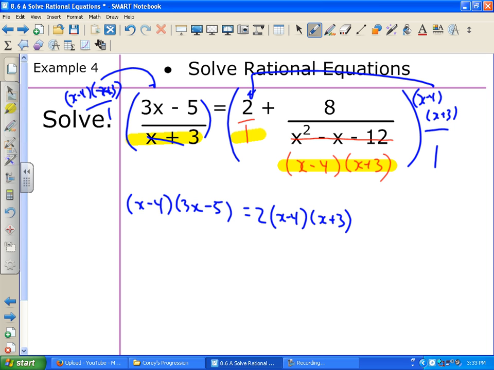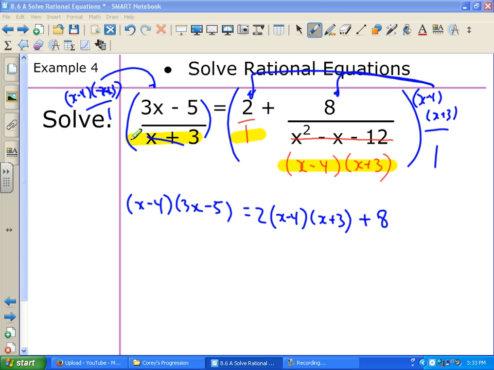Distributing into my second term, good news here, everything will drop. My x minus 4's will drop, and my x plus 3's will drop, so really all I'm going to have there is a positive 8. Again, nothing dropped when I distributed the 2, but everything dropped when I distributed to that 8, which is why I have written what I have written. So, multiply both sides by that common denominator. Distribute and simplify. Now solve.